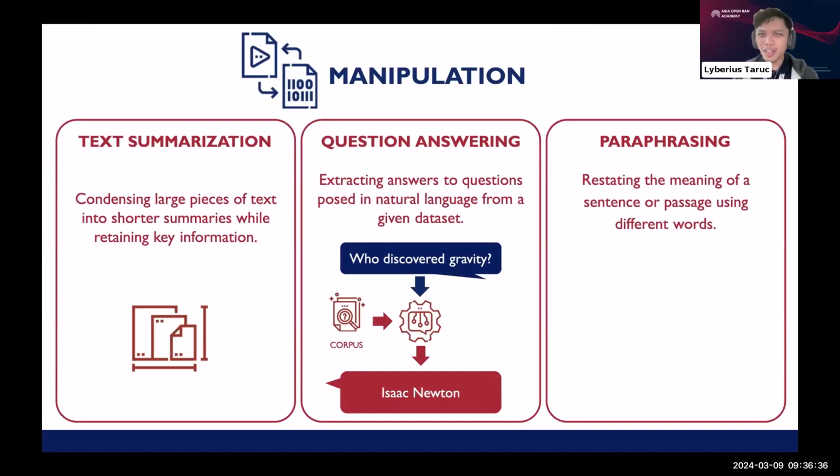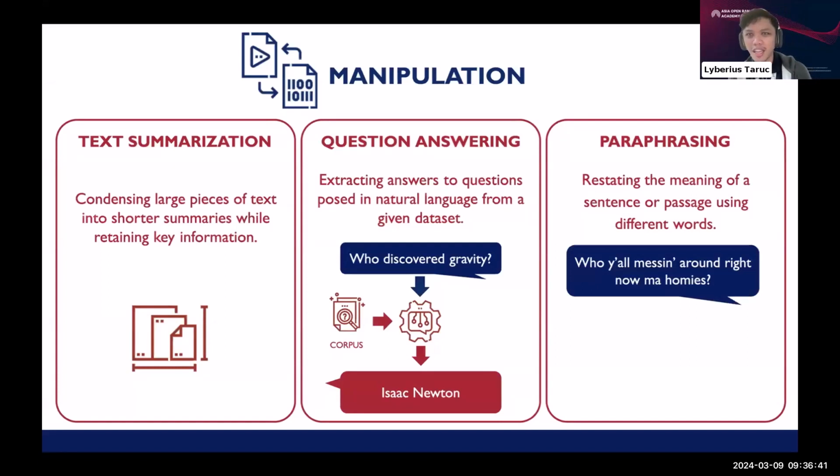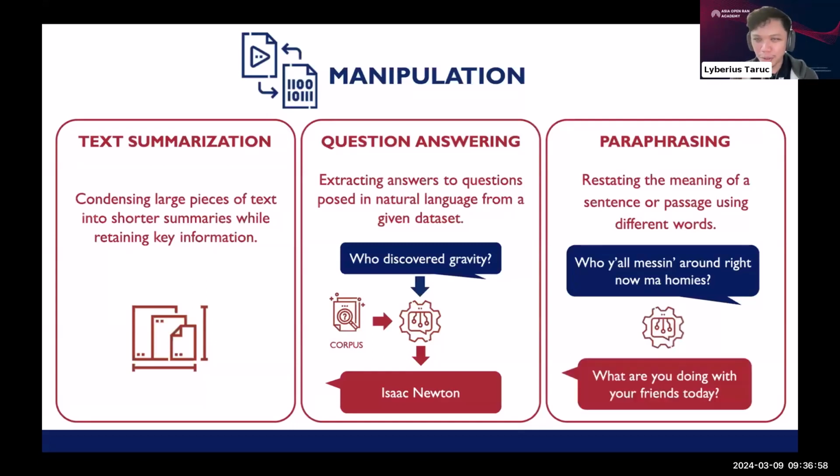And not only that, you can even use it just for fun. Like for instance, when you're trying to say something like, "Oh, who y'all messing around right now, my homies?" I'm not sure if you are familiar with this accent, but this is a bit of an American, right? And from there, the model is able to understand it and properly give you the meaning of that sentence, right? So, what are you doing with your friends today? So it's able to paraphrase what I said into a different way or express it in a different way.